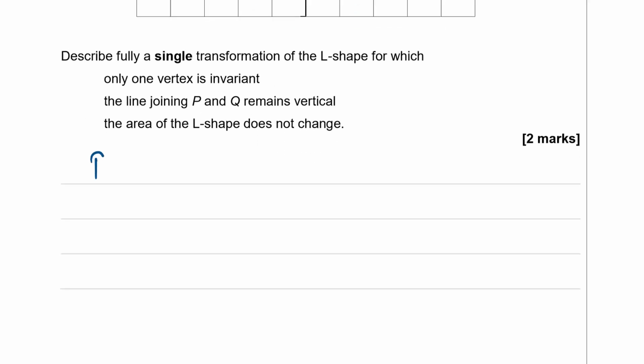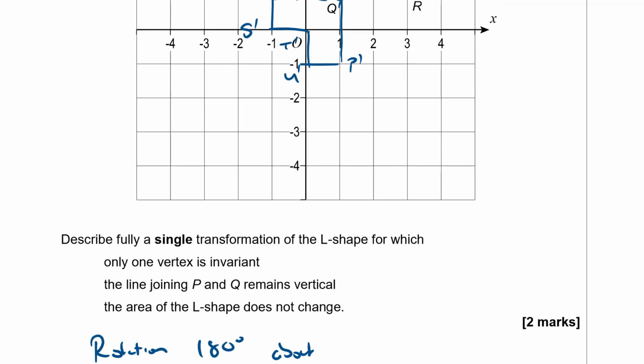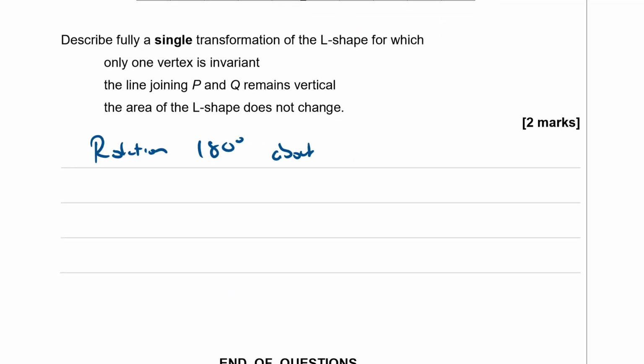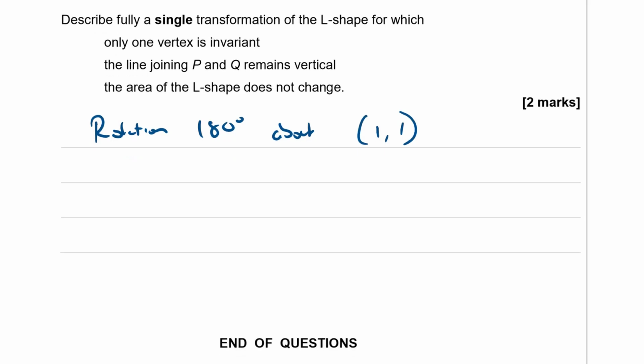So that was a rotation of 180 degrees about, which point was it? About Q, which is (1, 1). Normally we'd have to give a direction, clockwise or anti-clockwise, but with 180 degrees it doesn't really matter which way around you go.